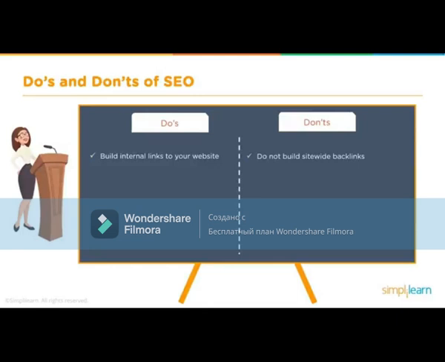And don't just build site-wide backlinks, meaning don't just have an internal link to the homepage, or don't have every page on your website linking to just one page. So internal linking should be natural, naturally linking from one page to another. Not only does it help Google understand and crawl all the web pages on your website, but it's good for the end user. It's good user experience.